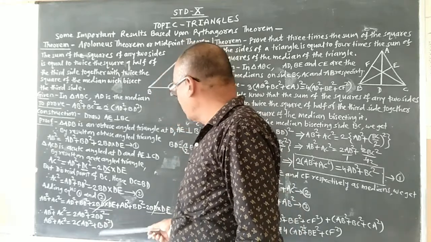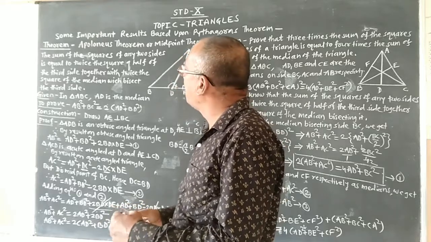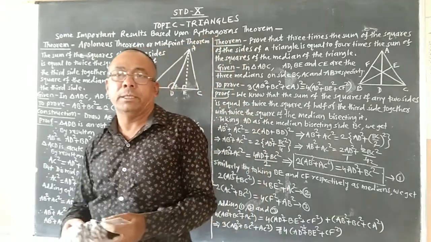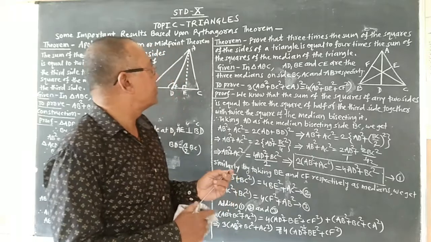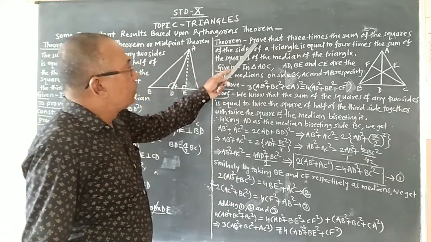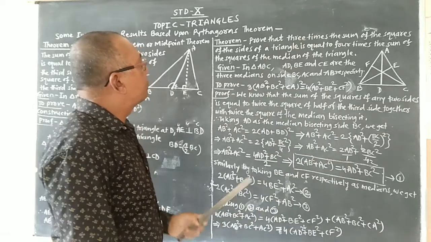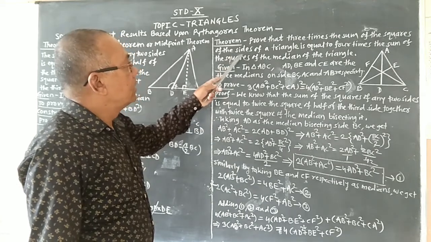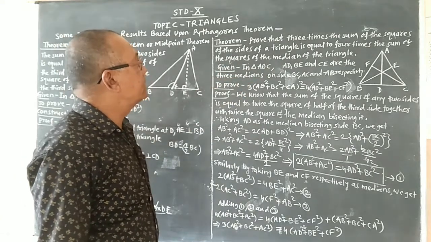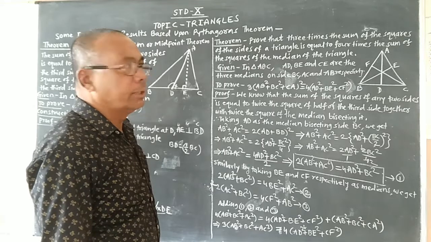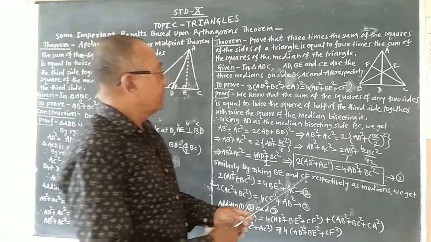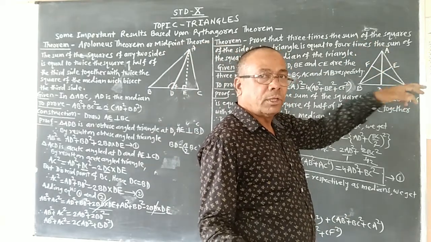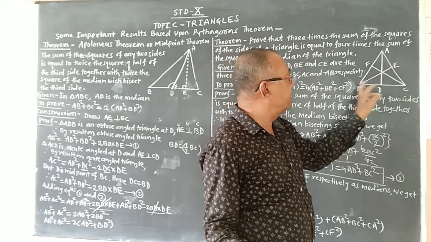So in this way our theorem, Apollonius theorem, we have derived here, and now we will see the question or another theorem. Prove that 3 times the sum of the squares of the sides of a triangle is equal to 4 times the sum of the squares of the medians of the triangle. Means 3 into AB square plus BC square plus AC square, sum of the squares of the sides are AB, BC and AC.